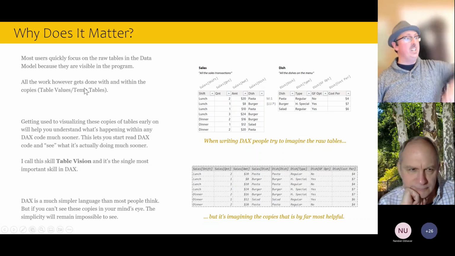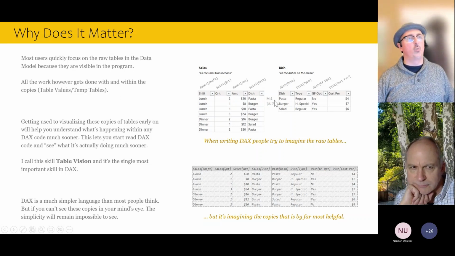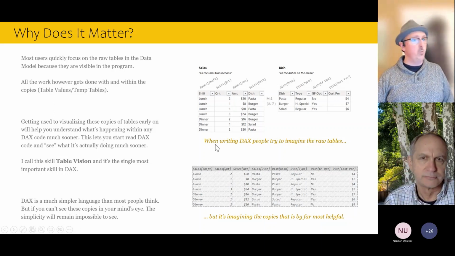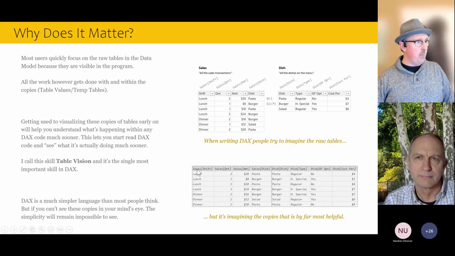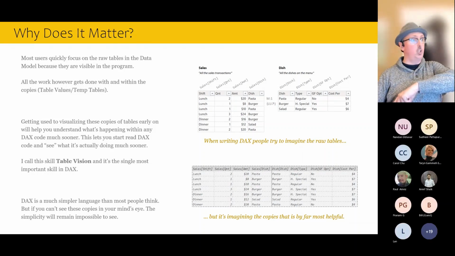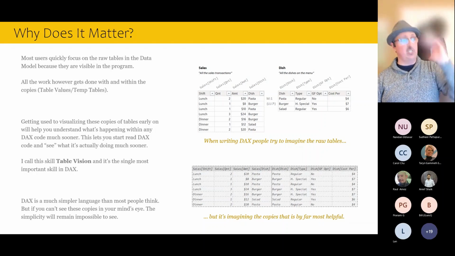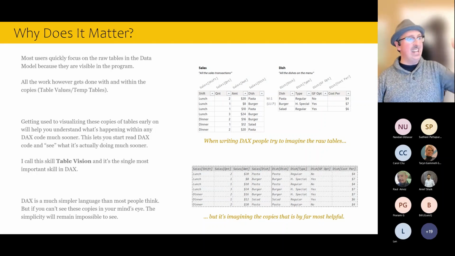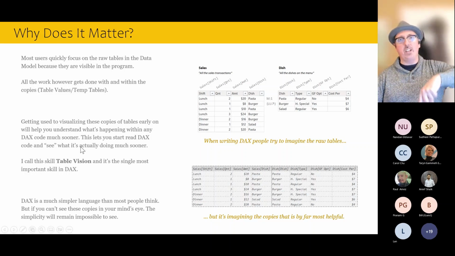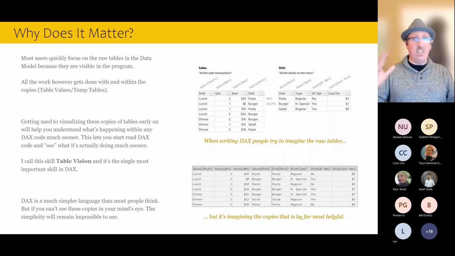However, all the work in DAX does not get done on these original raw tables. It gets done within the copies, or we can call them table values or temp tables, whatever you want to call them. So all the work gets done on those copies right there. So getting used to visualizing these copies of tables early on is going to help you understand what is happening within any DAX code much, much, much sooner. This is going to let you start reading DAX code and see what's happening very quickly. And if you can see what's happening, DAX becomes much easier to work with.